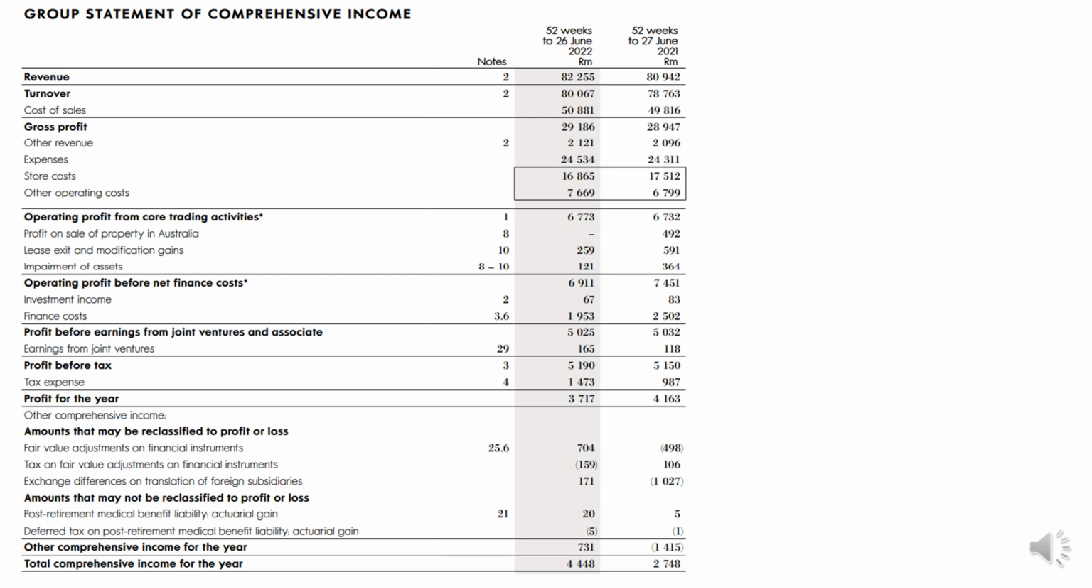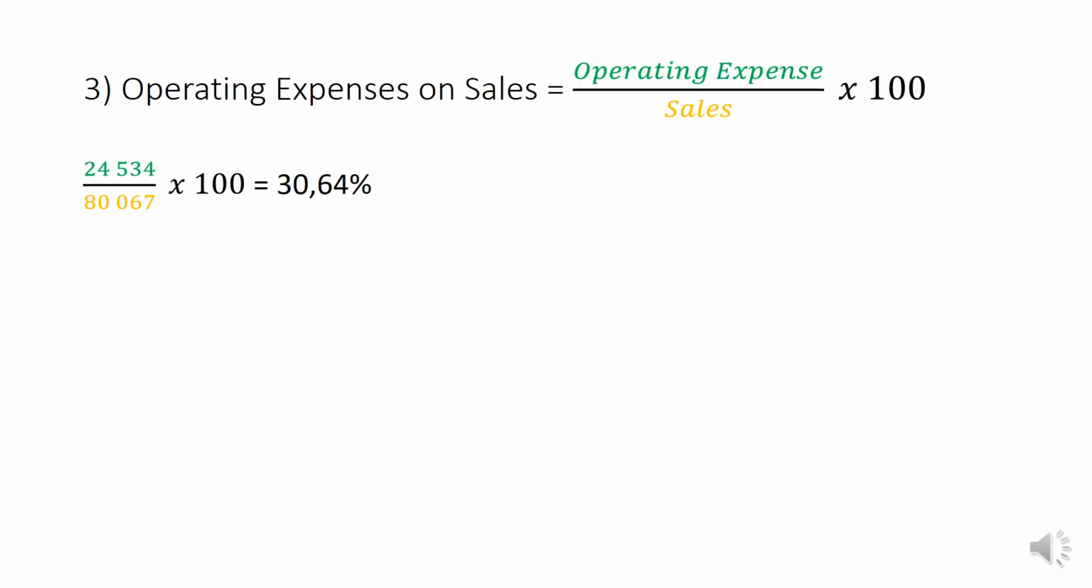Here is our statement of comprehensive income. Our first one in green is our expenses, which is 24,534. Then we have a look at our sales, which is in yellow, or our turnover, and that is 80,067 for the financial year of 2022. Looking at our calculation, in green, our 24,534, that represents our operating expenses from our statement of comprehensive income, and it is divided by our sales amount, which is 80,067 times 100 to get a percentage, and we get 30.64%.